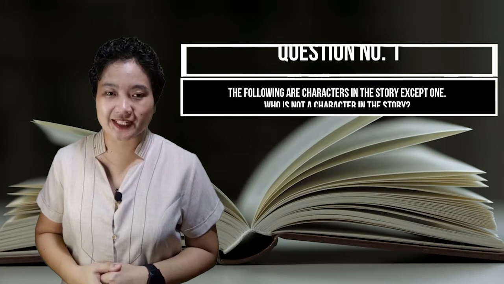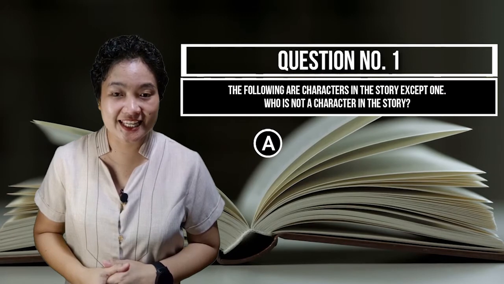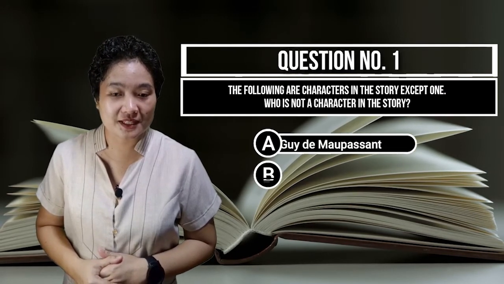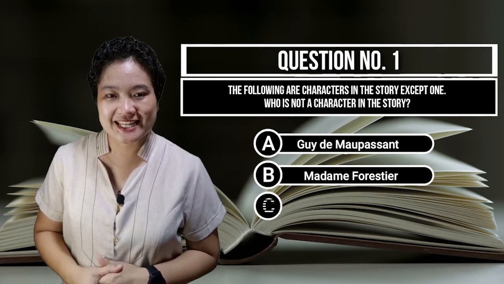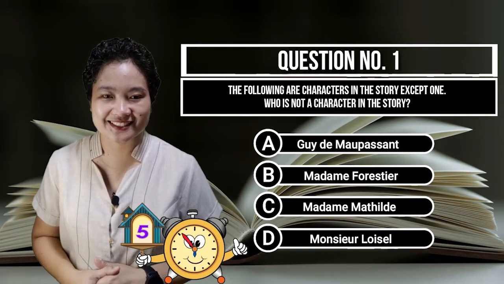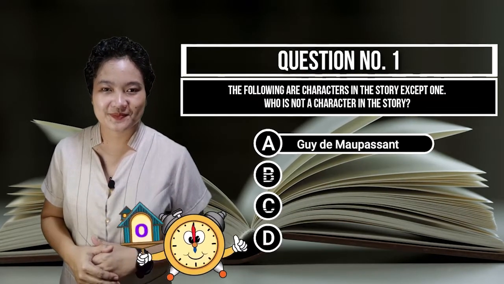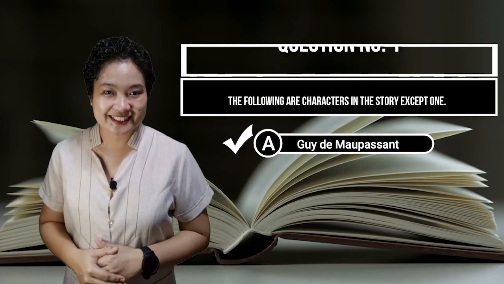Choose the letter of the correct answer. Type it in the comment section. You have 5 seconds. Number 1. The following are characters in the story except one. Who is not a character? A. Guy de Maupassant. B. Madame Forestier. C. Madame Mathilde. D. Monsieur Loisel. Answer is A.